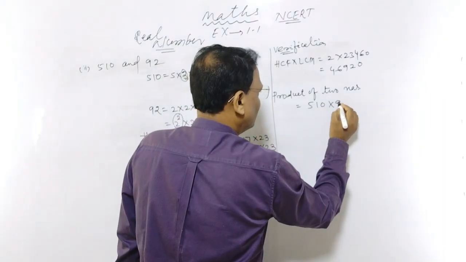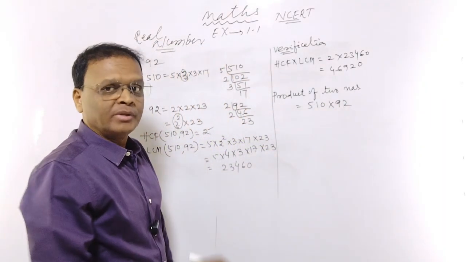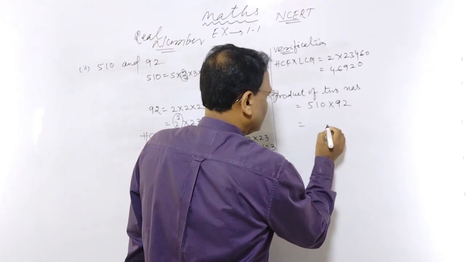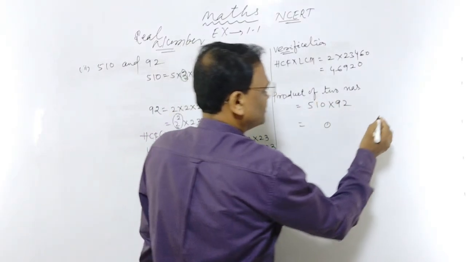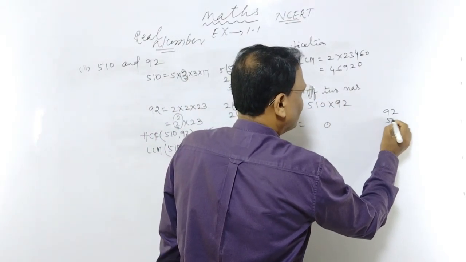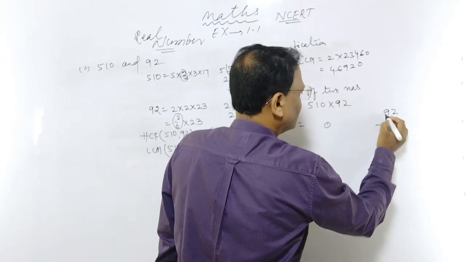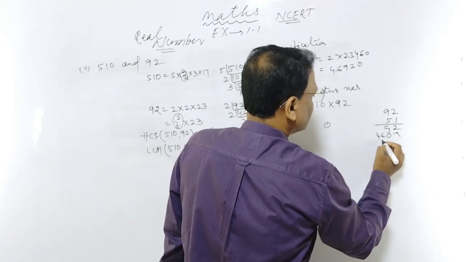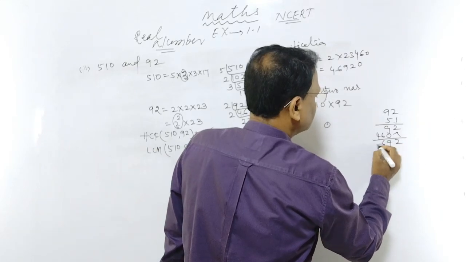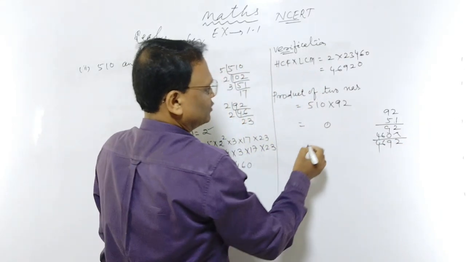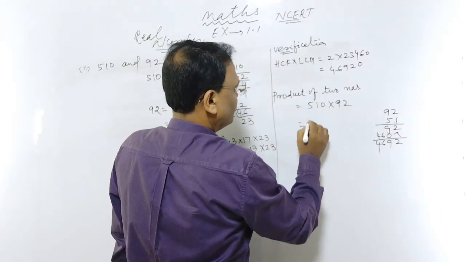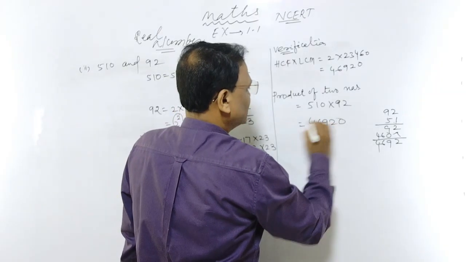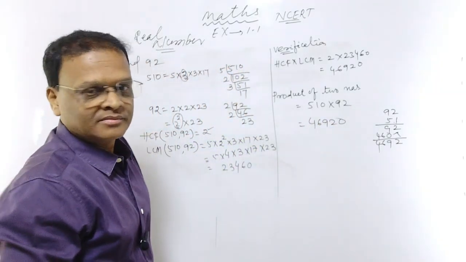510 into 92. Let's see, multiply. 0, first we write 0. Let's multiply 92 by 51. 1 2s are 2, 1 9s are 9, 5 2s are 10, 2 9 6 4. So what did I get? 4 6 9 2. Exactly the same number I got.